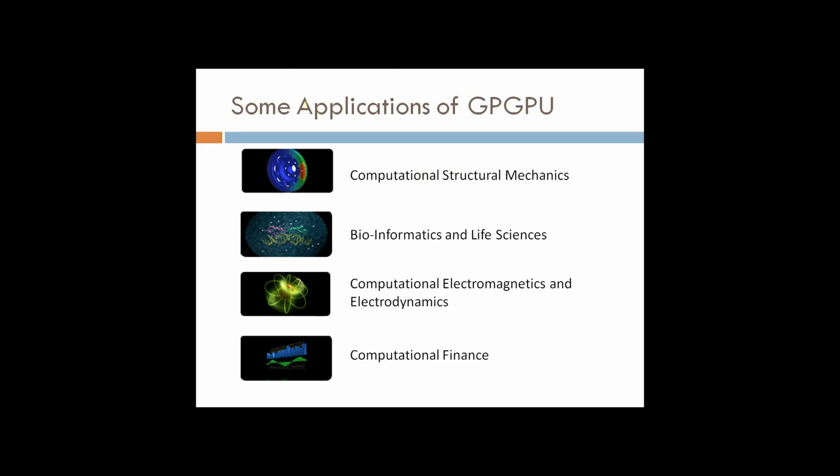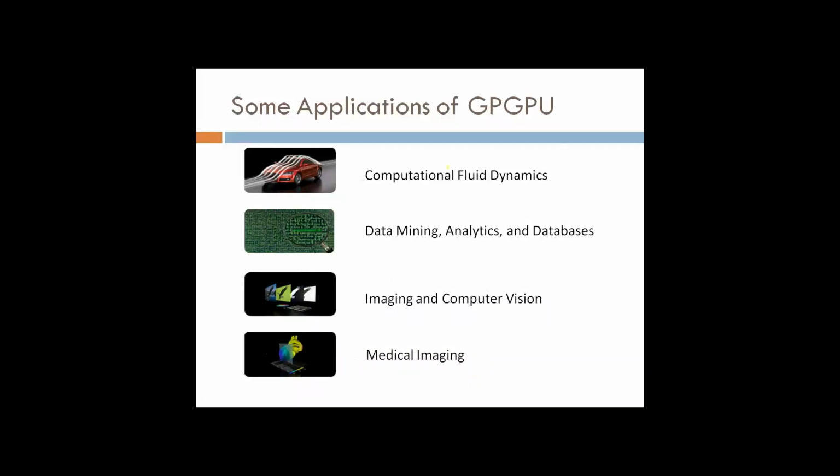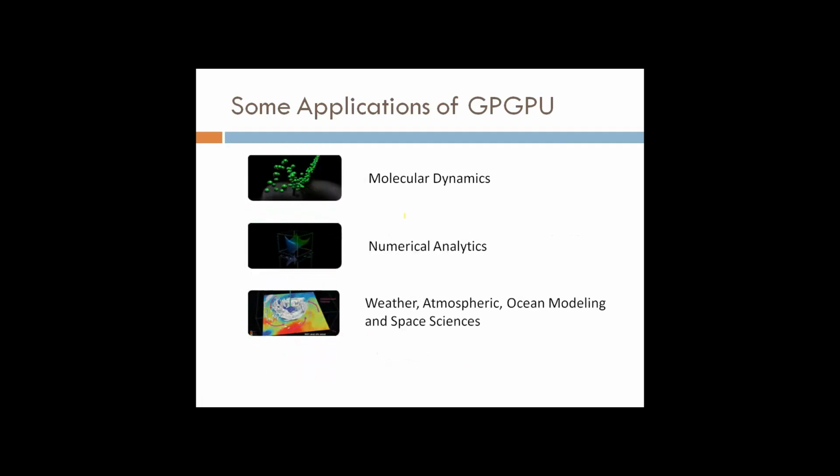GPUs are being used in computational structural mechanics, bioinformatics, electromagnetics, computational finance, and computational fluid mechanics. These are the scientific fields: data mining, imaging and computer vision, medical imaging, then molecular dynamics, numerical analytics, weather forecasting, etc., ocean modeling, and the space sciences.